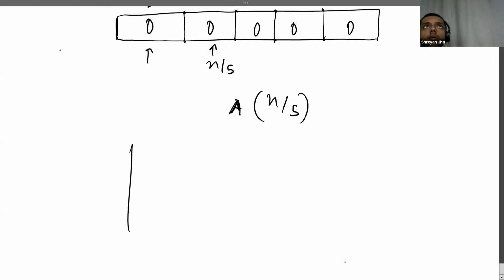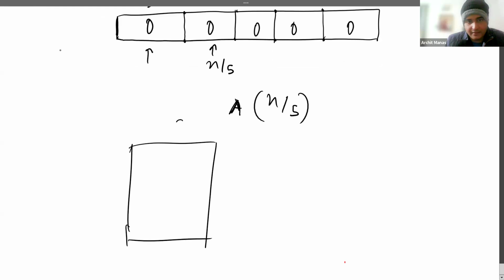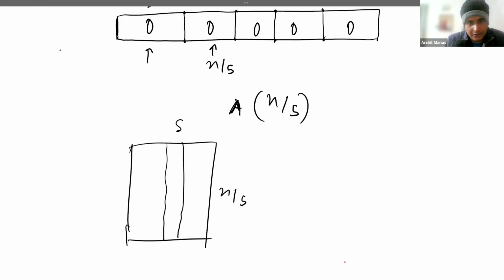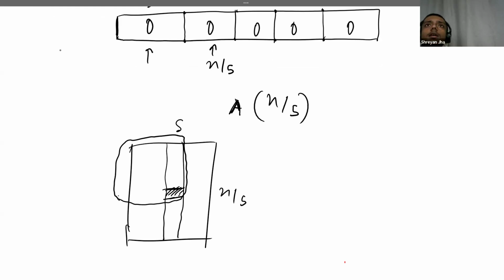If I were to place them into this table of size 5 by n by 5, I know that this is middle of the pack. Now this is larger than all of these. I can guarantee that. Agreed? And how many elements is that? That's 9n by 25. It should be 9n by 25 only.